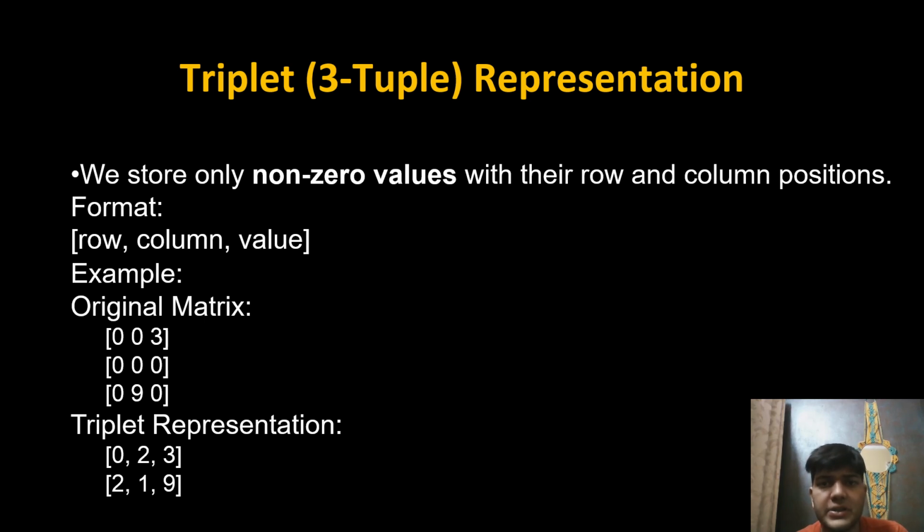In the triplet representation, we only store the non-zero values along with their row and column position. The format looks like this: row, column and value. Let's take this matrix as an example: 0, 0, 3, 0, 0, 0 and 0, 9, 0. The triplet representation would be 0, 2, 3, 2, 1, 9. So instead of storing all 9 values, we only store 2 entries, saving memory.